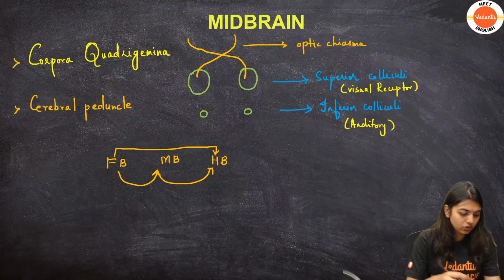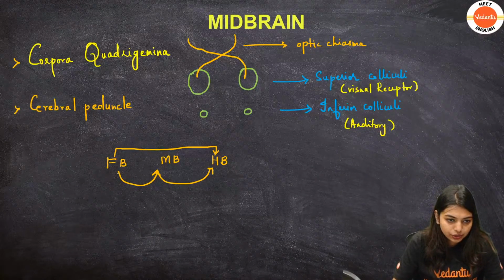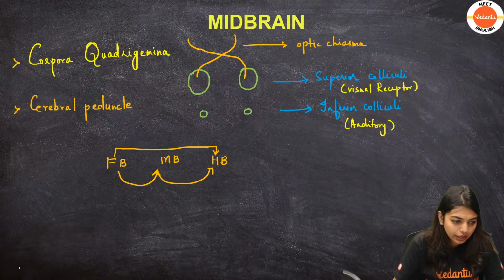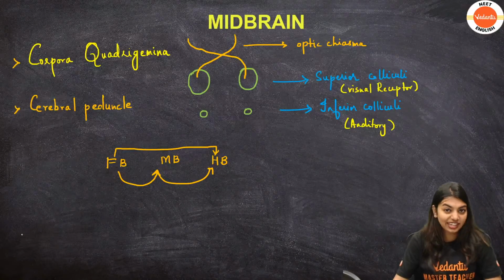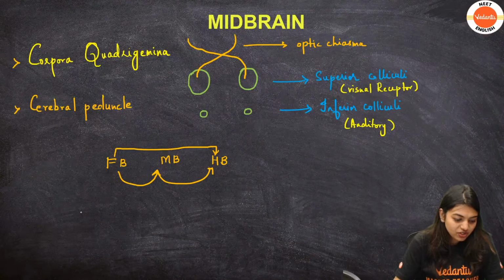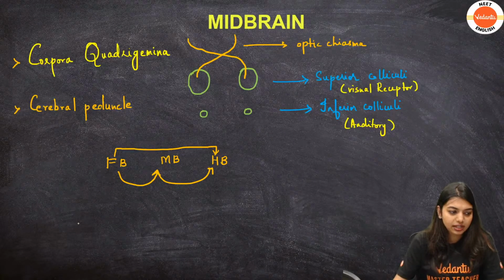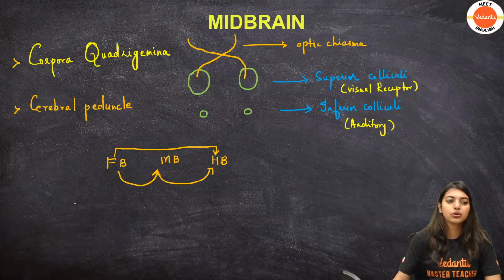Let's see NCERT also. It is going to connect from forebrain to midbrain, midbrain to hindbrain. This way, cerebral peduncle, your uncle. It's like how uncles are relatives, right? So this uncle is going to actually help. Okay, clear? Yes, let's do a quick revision.